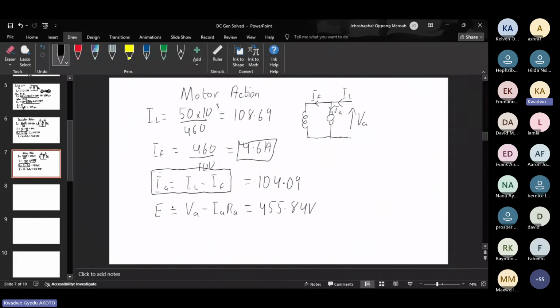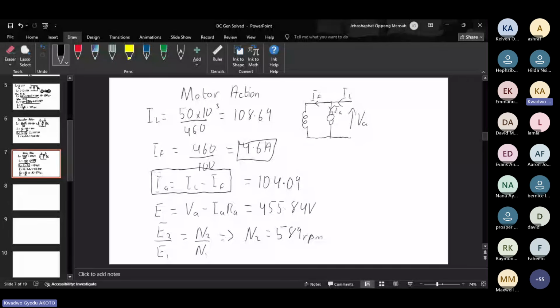We can just relate our speed as E2 on E1 equal to N2 on N1, right? We've already done this, so we are going to make N2 the subject. You substitute everything in. Our N1 is 600, right? We are going to get 589 RPM for motor action, right?